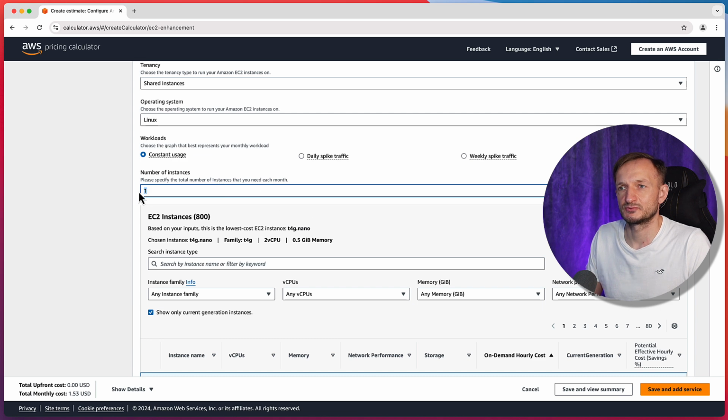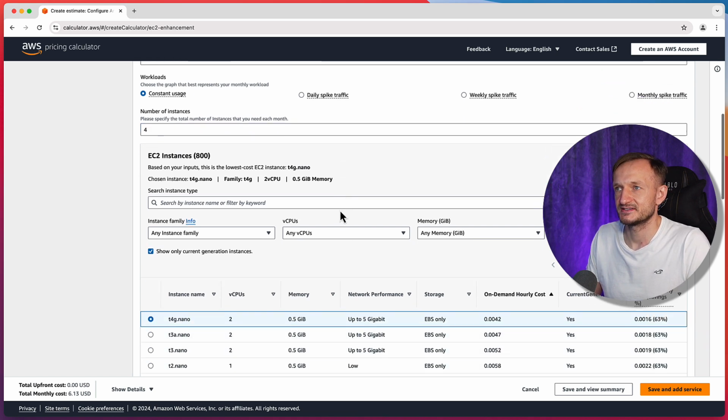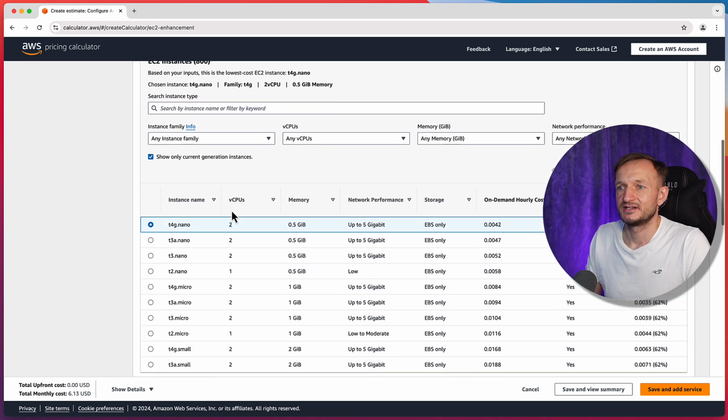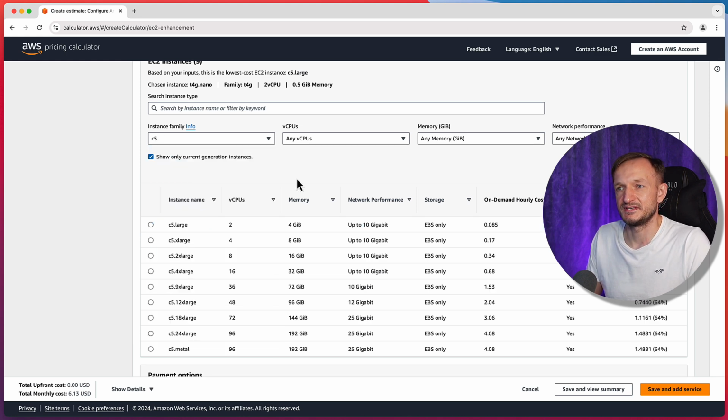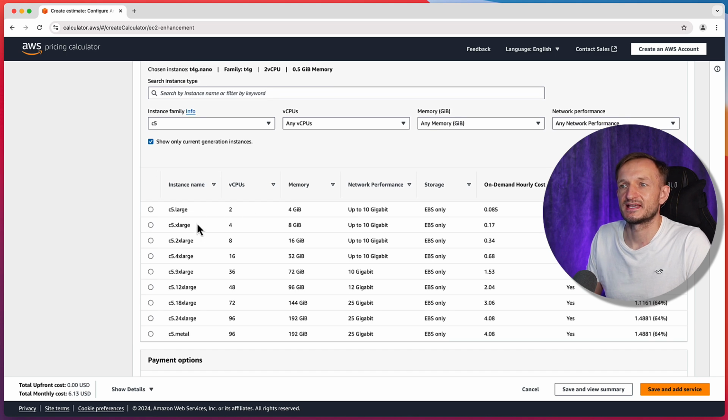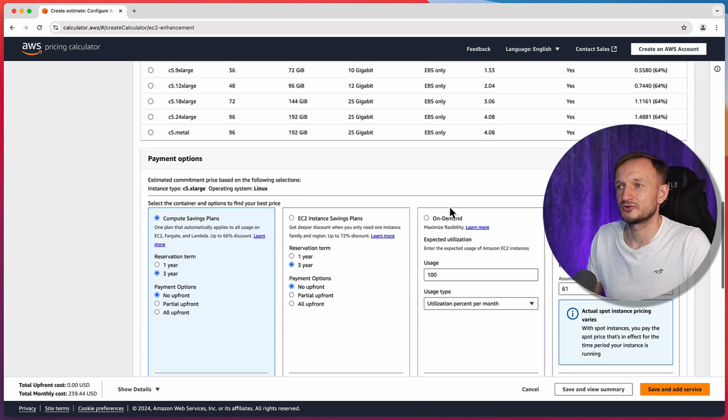We discussed that we want to have 4 instances, and here we have all those different instance types and instance families. We will talk about it in depth later. For now, for the sake of argument cost-wise, I will choose C5, and let's say we want to have C5.xlarge, which is 4 vCPUs and 8 gigs of RAM. So I will choose that and scroll down a little bit.